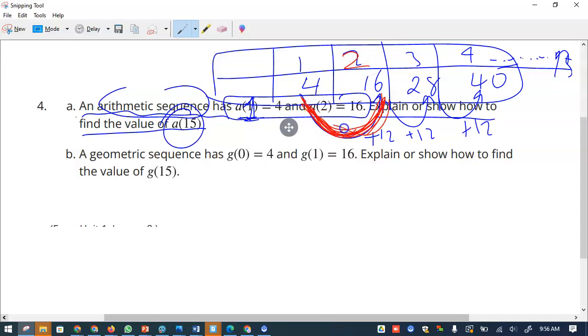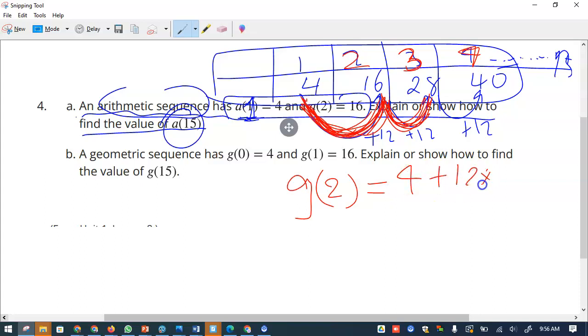Sorry, 12 is added once. If you want to know what is the third position, you're adding 12 twice. So it's one less than the step number. So basically in this example, what I'm trying to say is, if I want to know g of 2, it's the first one plus you're adding 12 only once. Okay? If it is g of 3, it is the first one, but 12 you're adding twice.